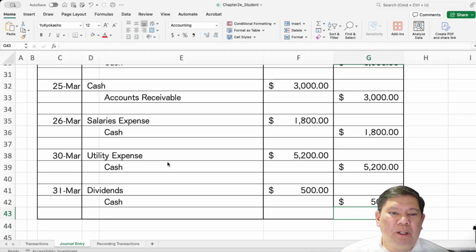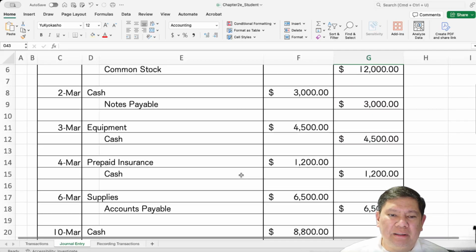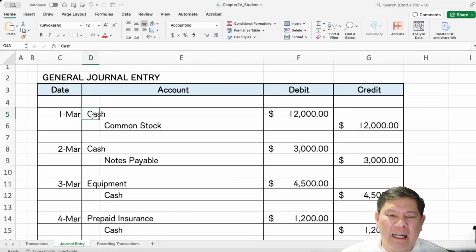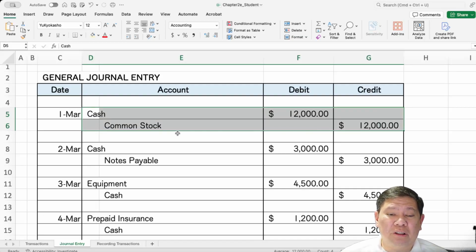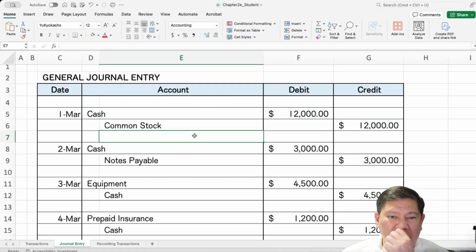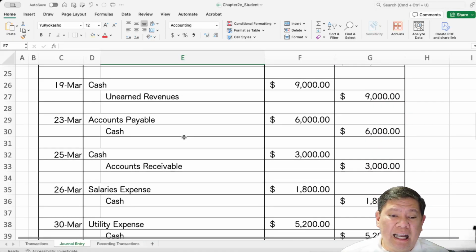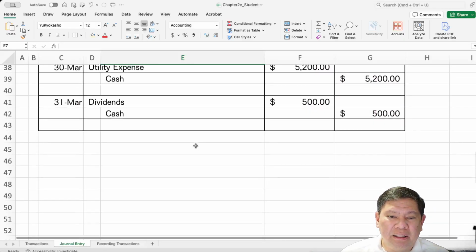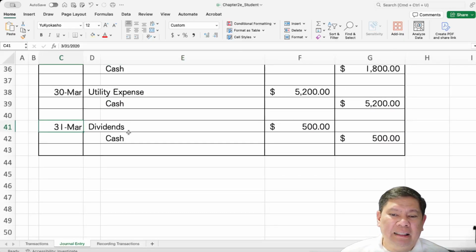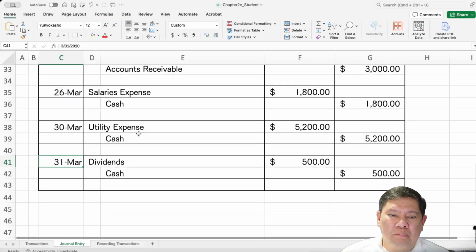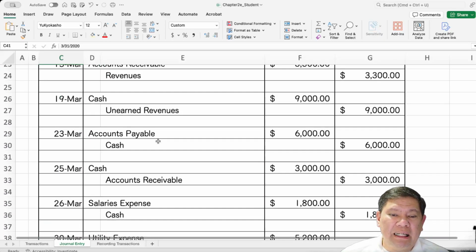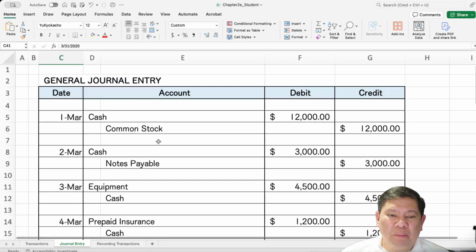Okay, so that's how we prepare general journal entries. And because we do it chronologically and one transaction affects two accounts or probably three accounts, called a compound entry, we don't have any spatial issue. If we have 1 million transactions, then we will have 1 million entries. But we don't have any issue with so many columns or so many different accounts.